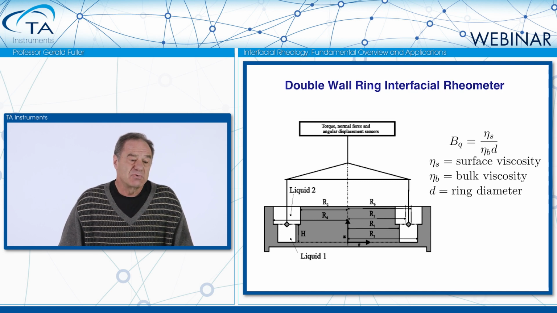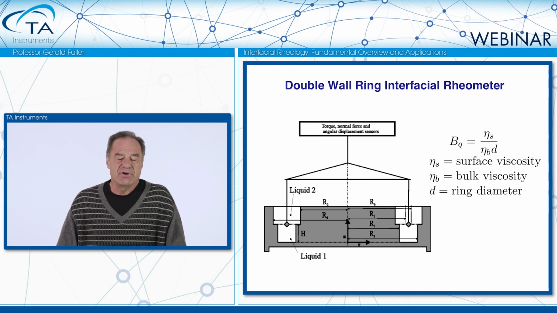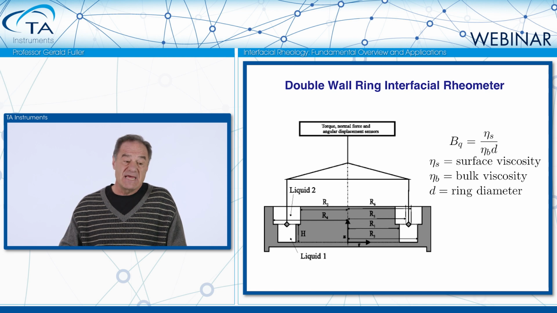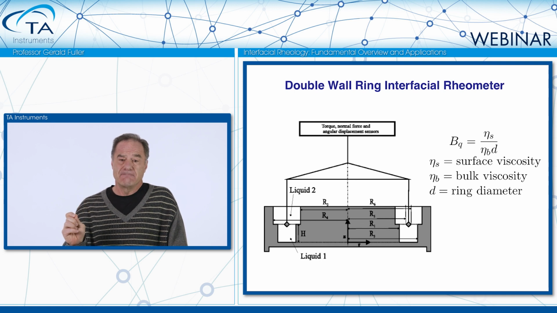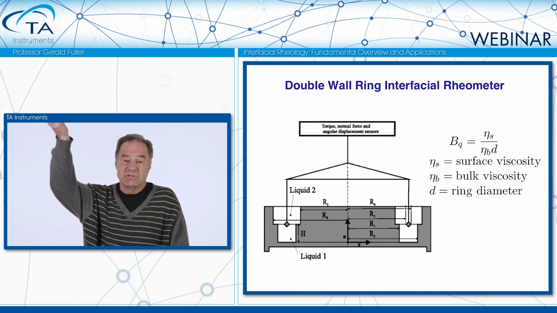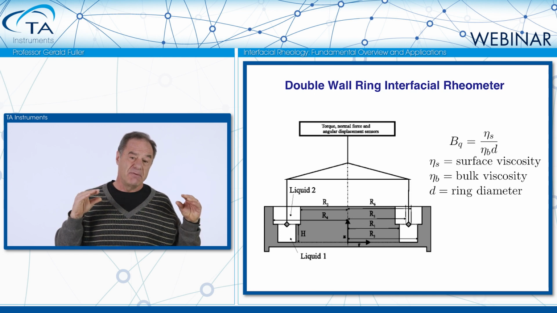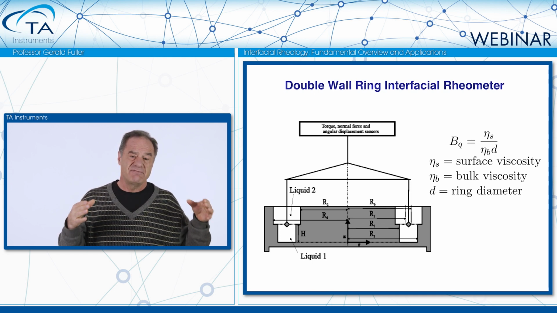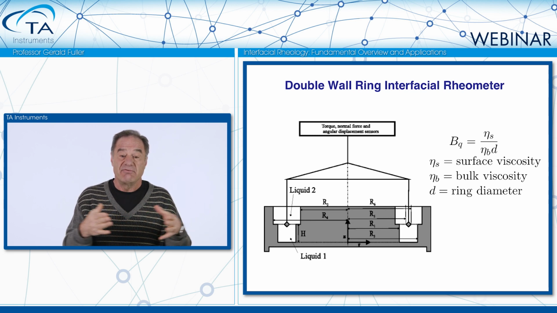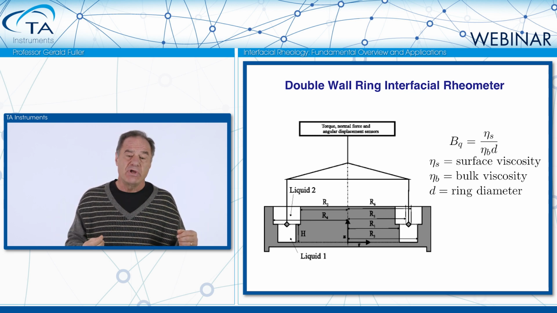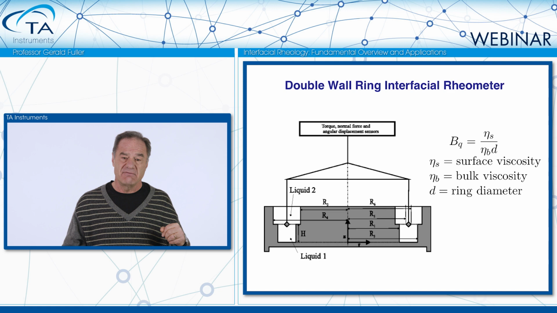So it's important to construct what's called the Boussinesq number, and that's the ratio of the surface viscosity eta S divided by the bulk viscosity, eta B, and then divided by the diameter of some object that's creating the flow. In this case, it's the diameter of this ring. So this ring that we use is very, very slender because we want the Boussinesq number to be large. As opposed to the bicone, where you don't have a small dimensional group, you've got a very large one. With the double wall ring, you can get very large Boussinesq numbers and amplify the importance of the interfacial signal.